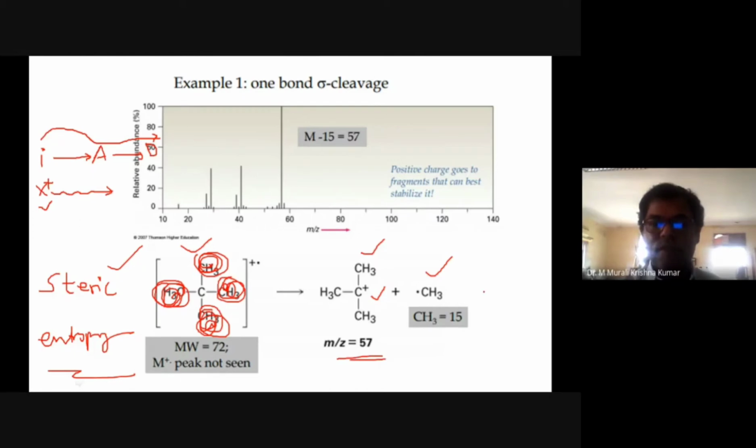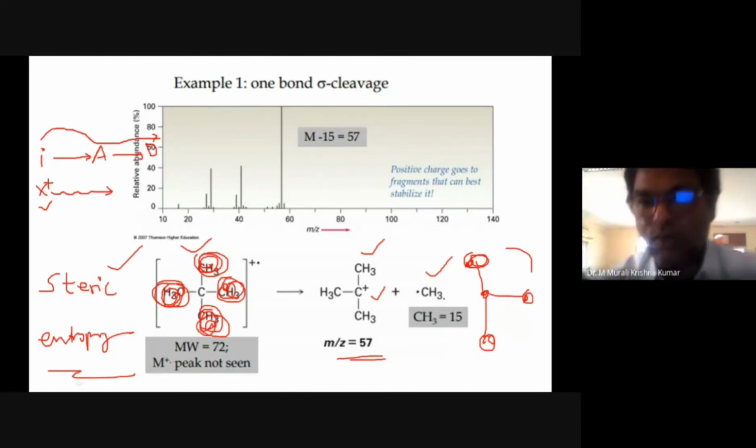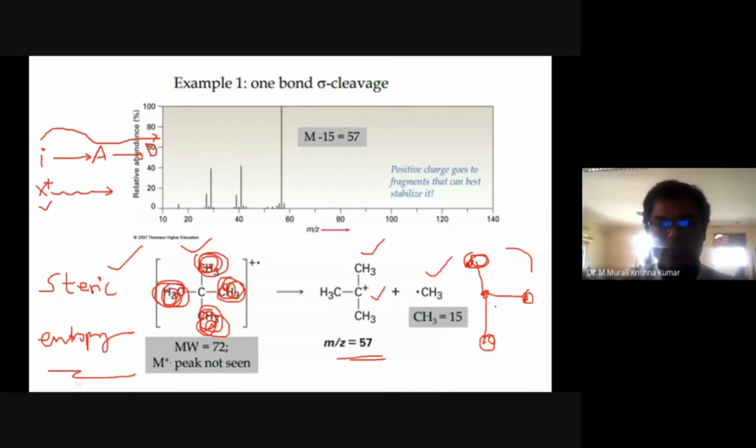So here it is trigonal, so all the charges are placed at a distance of 120 degrees. Thereby the steric hindrance is relieved. Further, it is producing a tertiary carbocation which is of highest stability as far as carbocations are concerned. So friends, this is the way one bond sigma cleavage can happen.